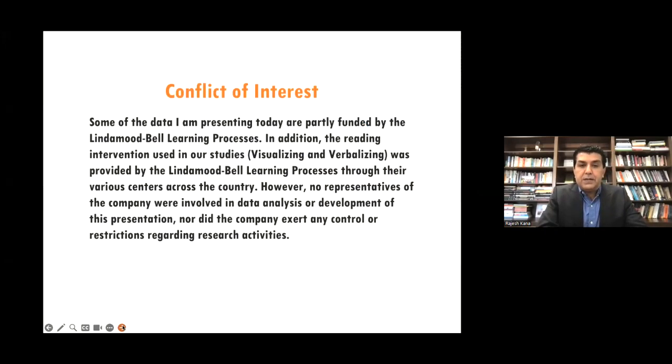So to start with, I have a conflict of interest to declare. Some of the data I'm presenting today are partly funded by the Lindamood-Bell Learning Processes. In addition, the reading intervention used in our studies, which is Visualizing and Verbalizing, was provided by Lindamood-Bell through their various centers across the country. However, no representatives of the company were involved in data analysis or development of this presentation, nor did the company exert any control or restrictions regarding research activities.